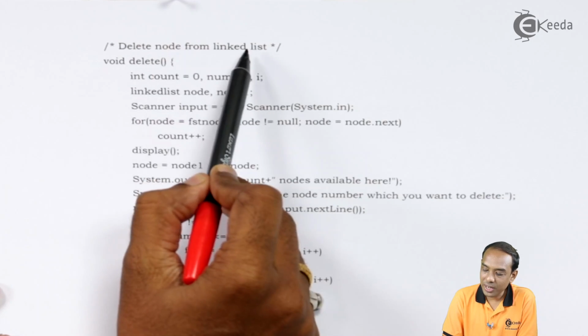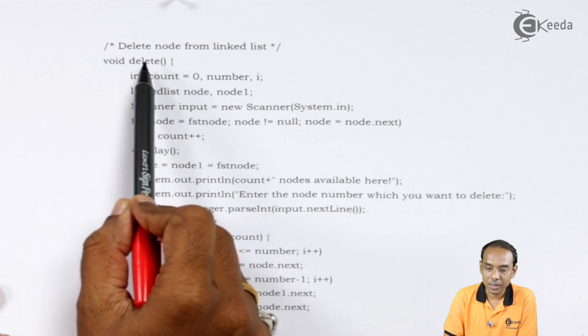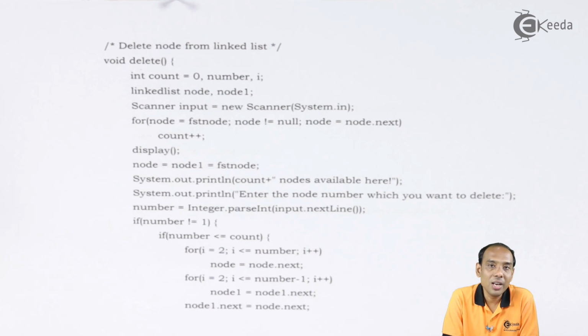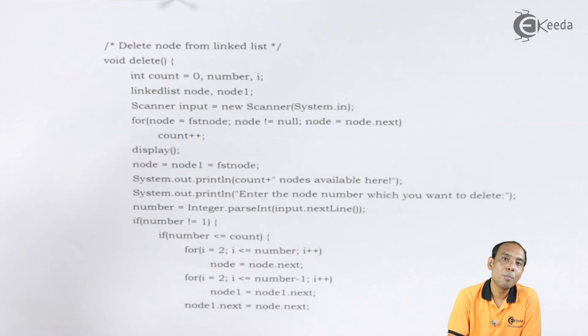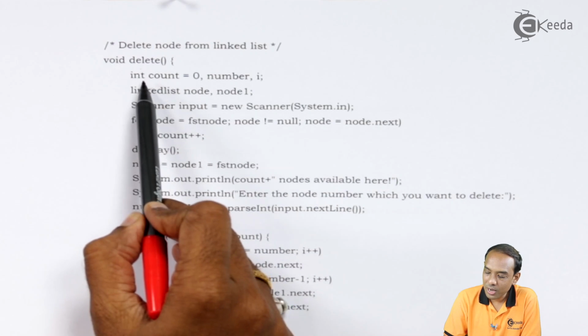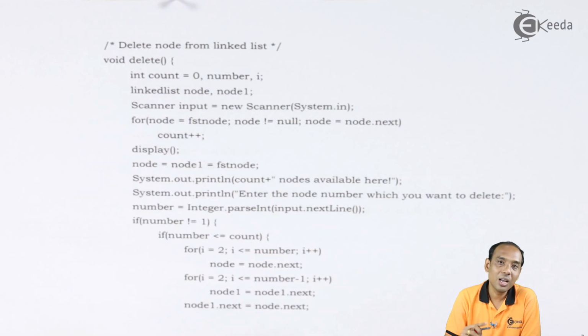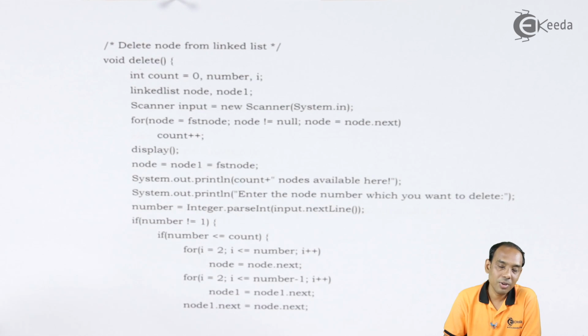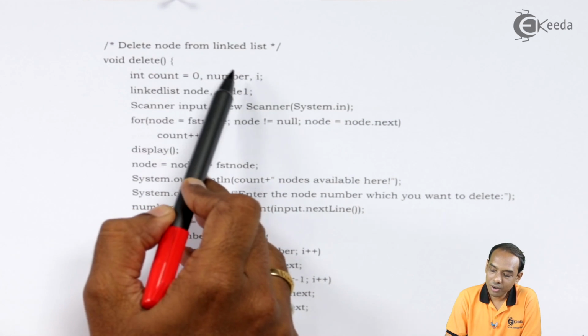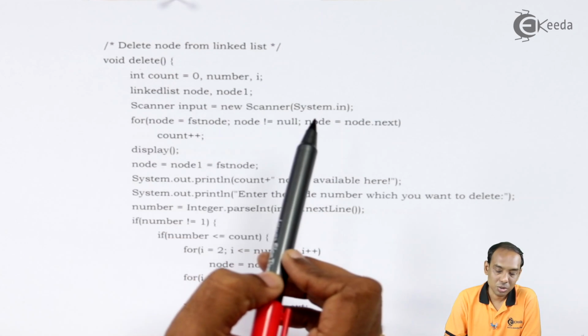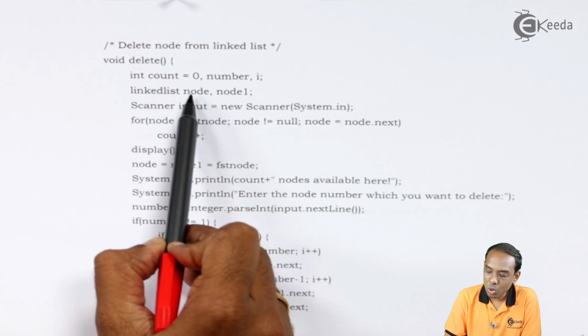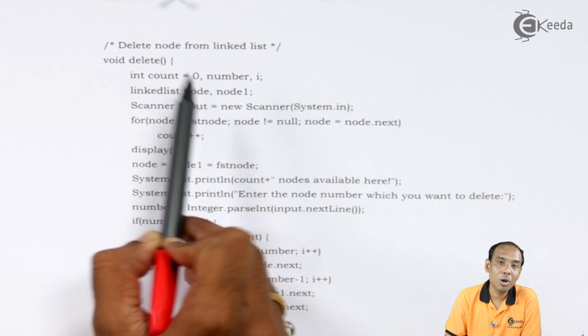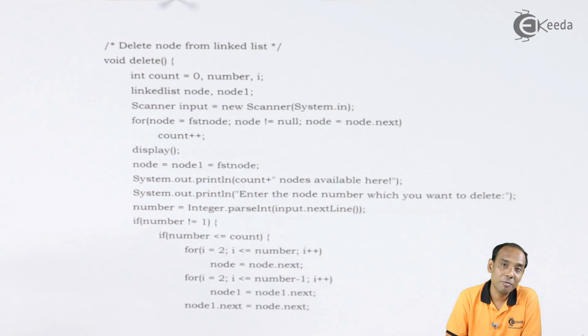To delete a node from the linked list, I've defined a function called delete. In case of delete, I need to have the count of the nodes which are stored, and also the variable i to get the position where it is stored. So I have defined three variables: count equal to 0 to get the count of the nodes in the linked list, then number and i for iterations. I have defined node and node1 as reference variables of the linked list class, which I have created previously.